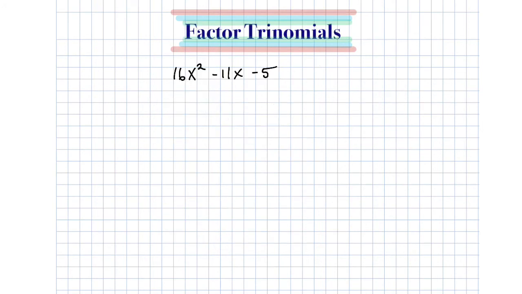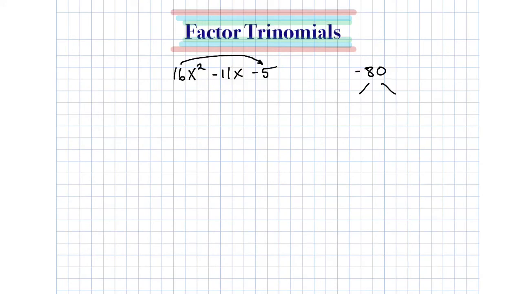Okay, 16x squared minus 11x minus 5. First step, what we want to do is multiply these two outer terms. 16 times negative 5 gives us negative 80. Second step, we want to find factors of 80 that when added together will give us this middle term, negative 11.